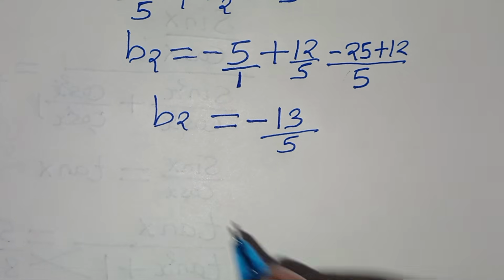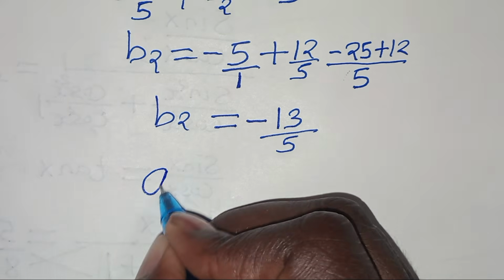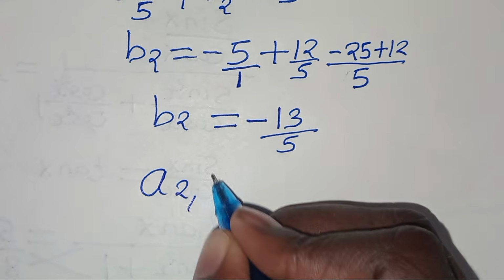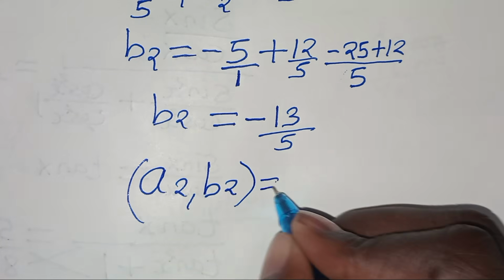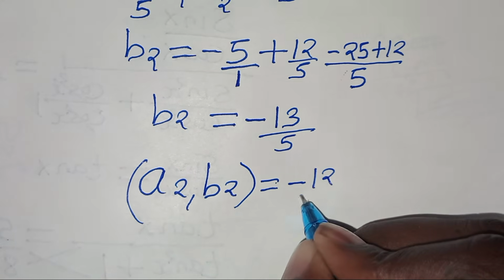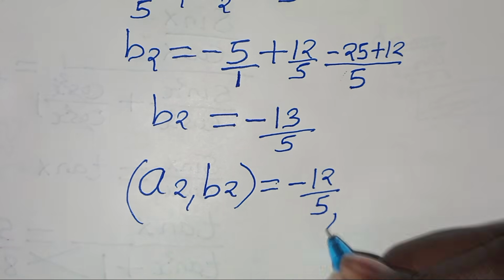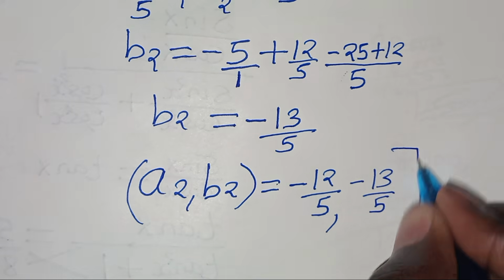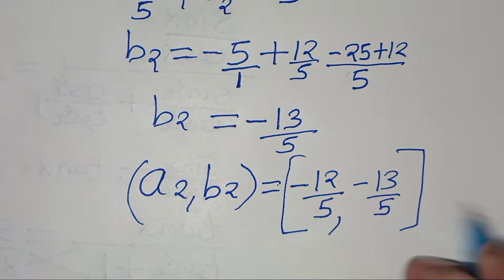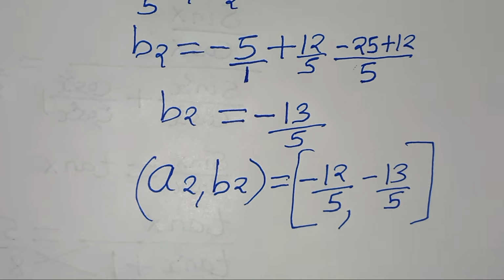And this means that the second set of solution here, a2 comma b2, is equal to negative 12 over 5 comma negative 13 over 5. This is the second set of solution here for this algebra problem.